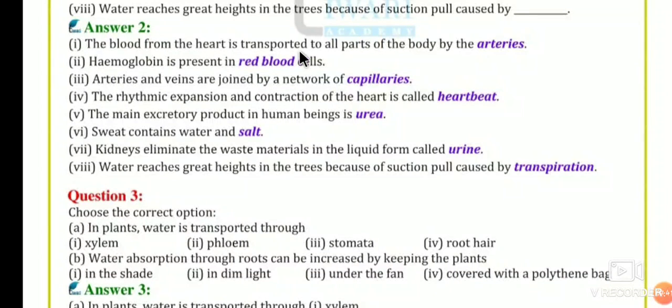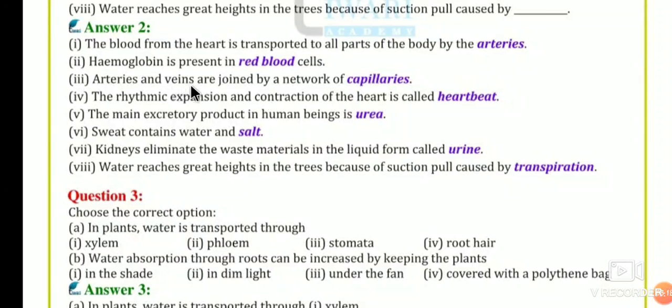Next, the blood from the heart is transported to all parts of the body by the arteries. I already told you that. Arteries and veins are there, and arteries transport blood from the heart to the different parts of the body. I showed the picture in the function of heart class. Hemoglobin is generally present in red blood cells.